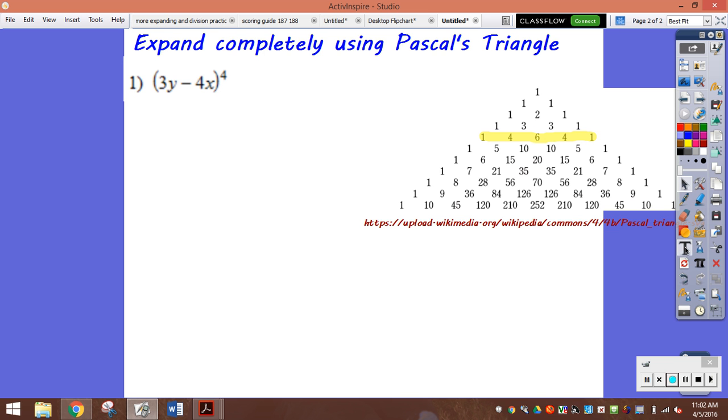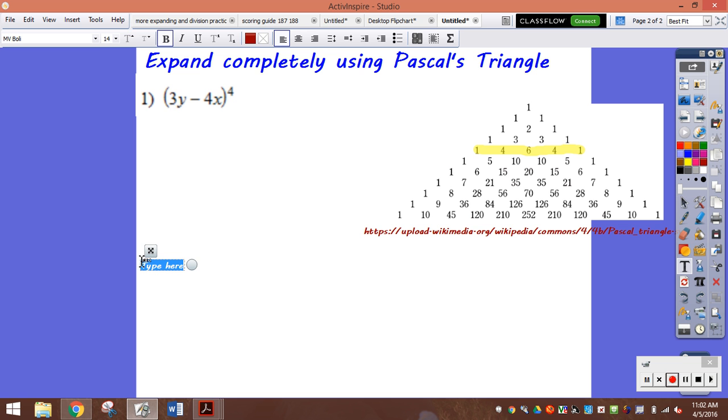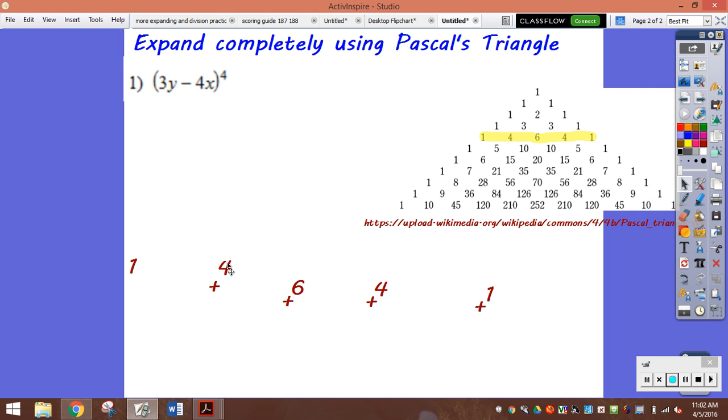So to start with, we'll do that. 1, and then 4, 6, 4, and 1. And then I'm also going to include my plus signs. So a plus sign here, there, and there. And I just need to clean this up a little bit. There, on a nice line.